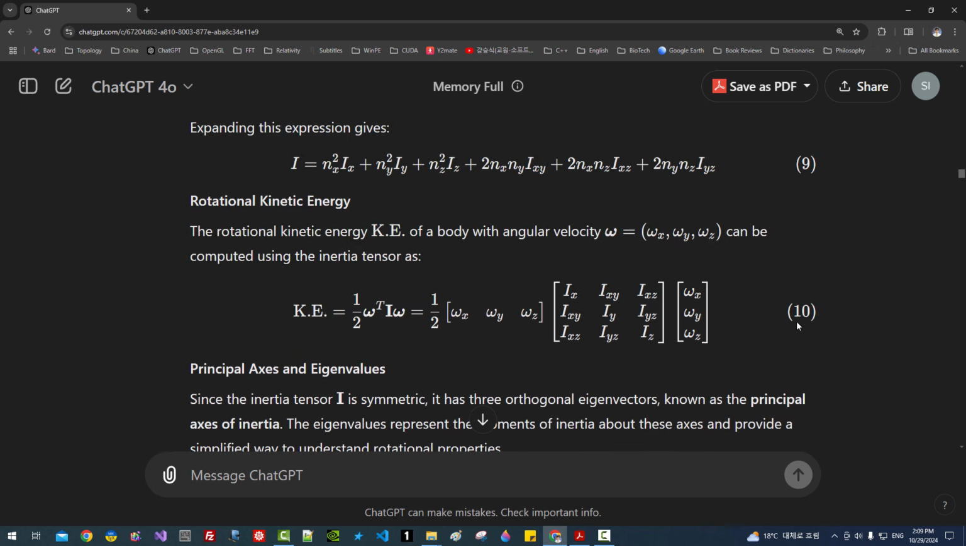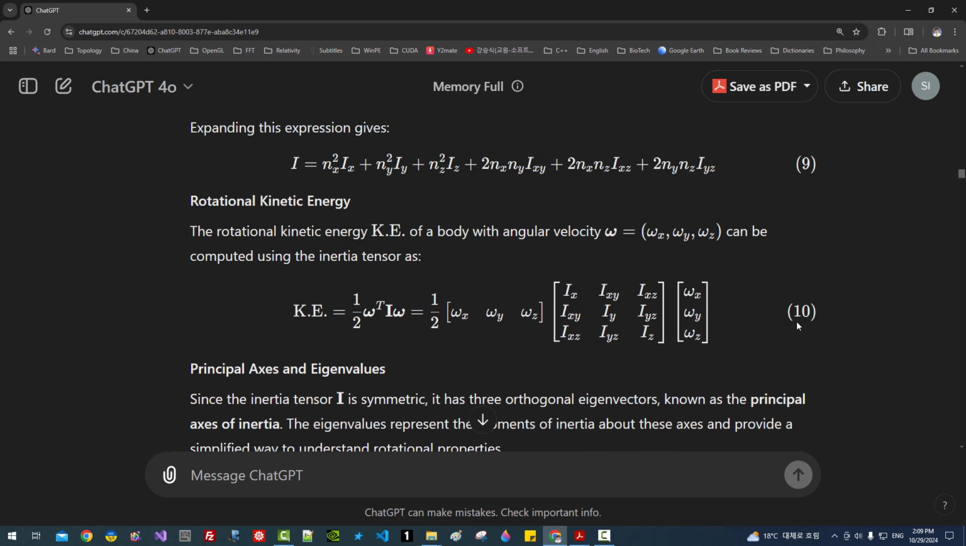Step 2. Calculate the moment of inertia I along the axis n. The moment of inertia I along an arbitrary axis n is defined as I equals L dot omega over omega squared, equation 3. This formula allows us to find I in terms of the tensor I and n by expanding L. Step 3. Expand L. Substitute L equals I omega into the expression for I: I equals (I omega) dot omega over omega squared, equation 4.